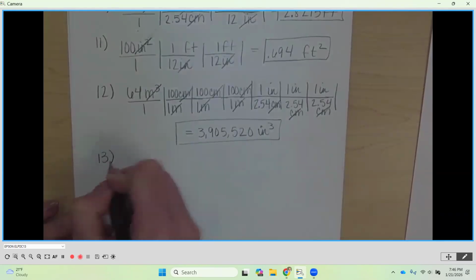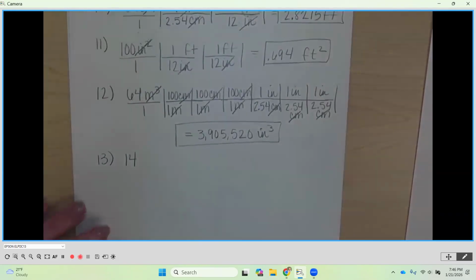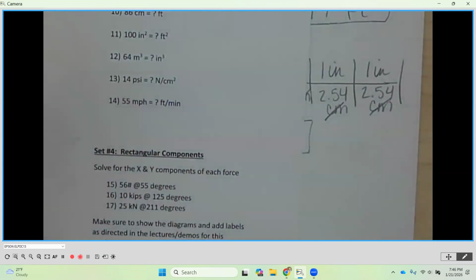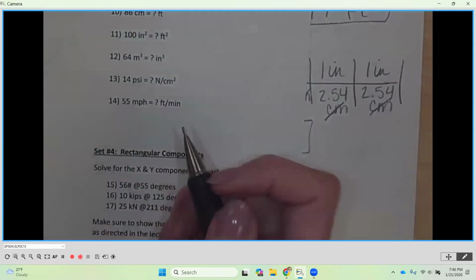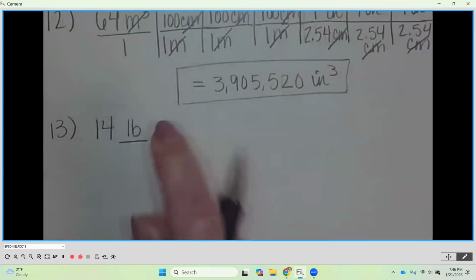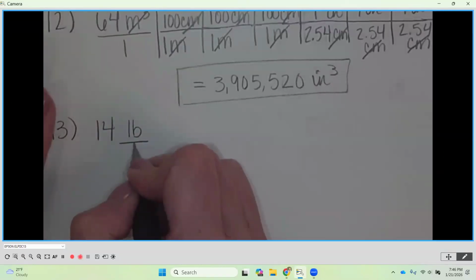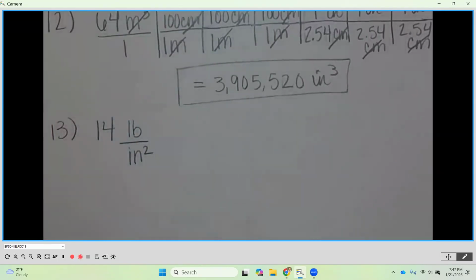Number 13. I'll write it out here. This one is 14 PSI, okay? So if we look here, we have 14 PSI. What does PSI mean? Pounds per square inch. So what we need to do is expand that out. So for PSI, we're going to put 14. We're not going to put PSI. We're going to put pounds on top. Per is our horizontal line for our fraction. And then inches squared on the bottom. So that's an expanded out unit. PSI is just an abbreviation. It's pounds per square inch.